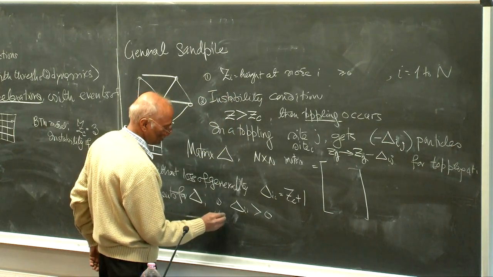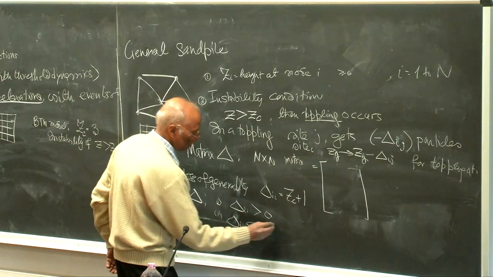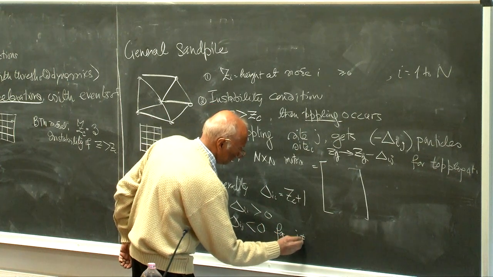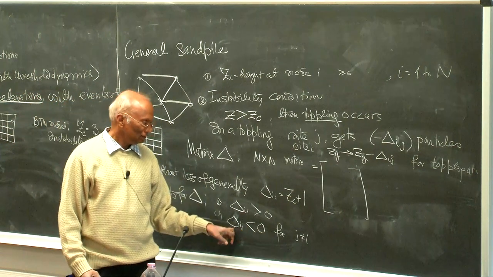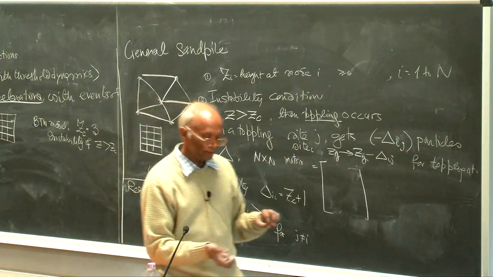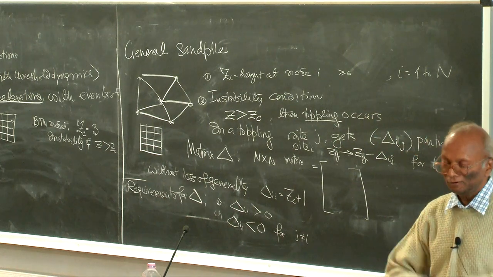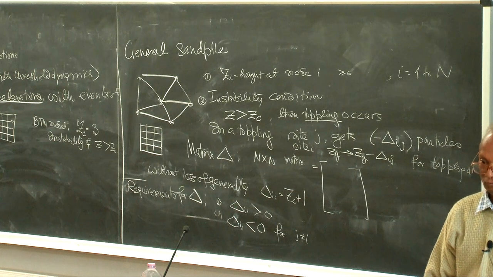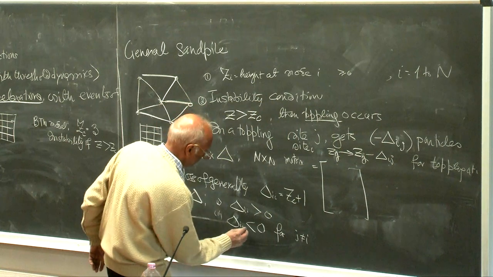The second condition is that delta ij is less than or equal to 0 for j not equal to i. By which is meant that at sites other than the site where you are toppling, the height there can only increase because some particles go there, it cannot decrease. Okay?